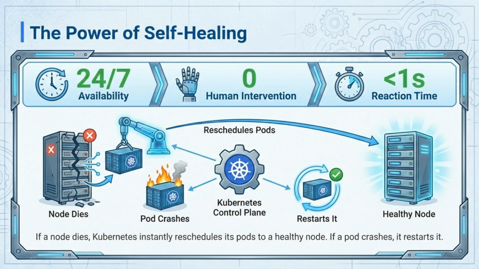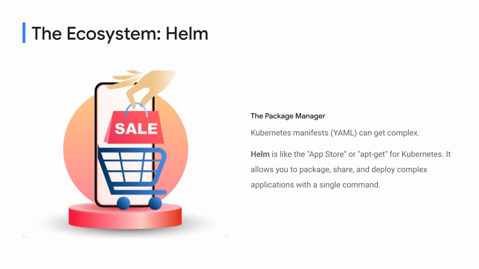A major power of Kubernetes is self-healing. If a node dies or a pod crashes, the control plane instantly detects the event, reschedules, or restarts the pod on a healthy node, ensuring continuous availability. The ecosystem tool Helm acts as the package manager for Kubernetes. It simplifies the complexity of YAML manifests, allowing you to package, share, and deploy entire applications with a single command.